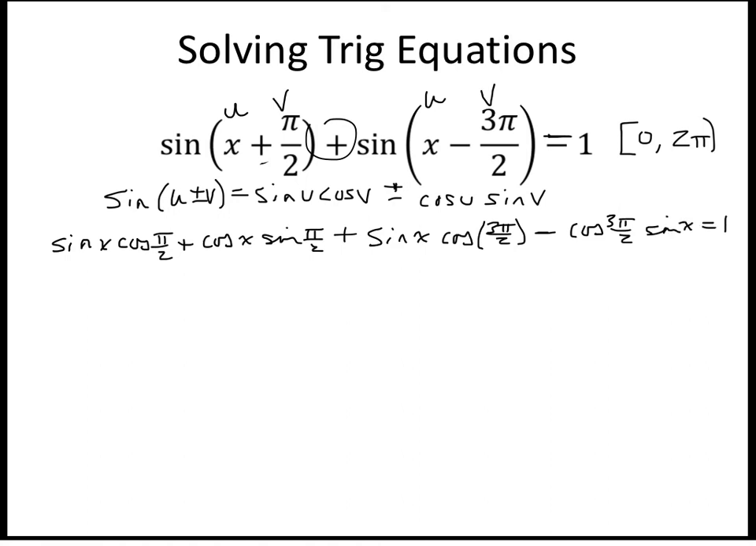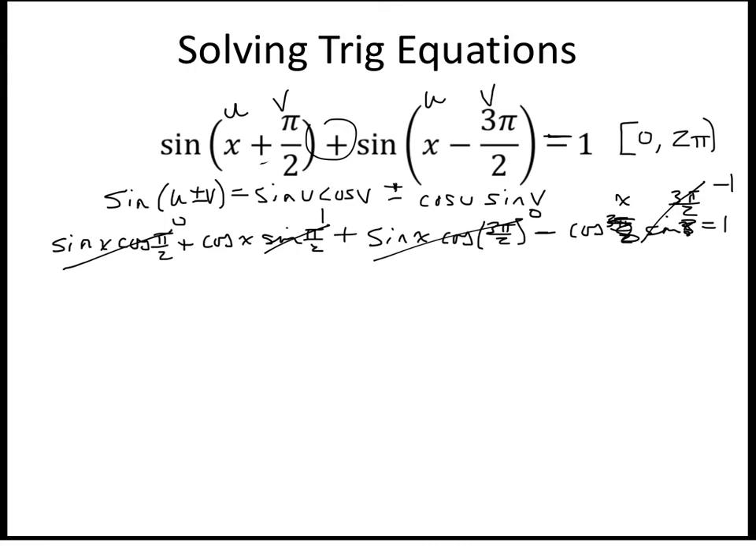Okay, so now let's see what we can simplify. Cosine of pi over 2 is 0, so that negates this whole term to 0. And cosine of 3 pi over 2 is also 0, so that negates that term to 0. Now, sine of pi over 2 is just 1, and sine... Oh, wait, I switched the order of these, I just noticed. This should really be cosine of x and sine of 3 pi over 2.